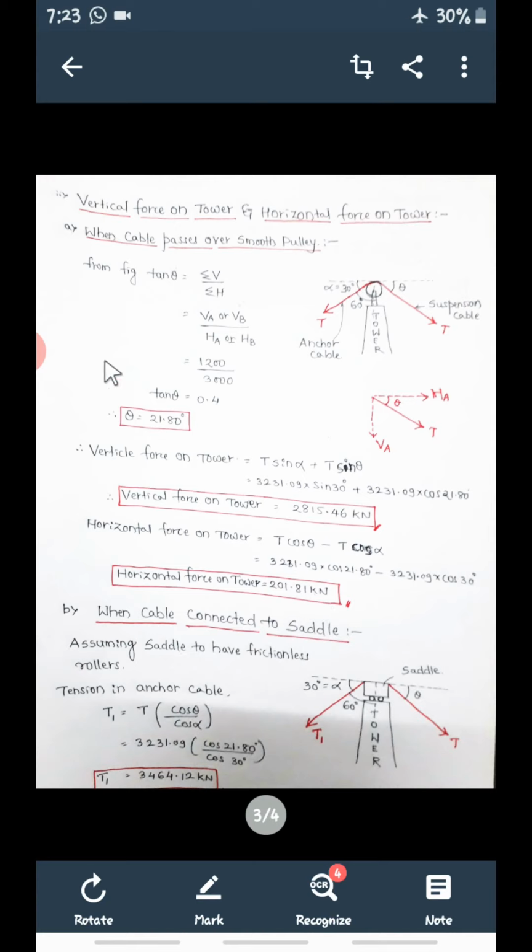So this is the way in which you calculate the vertical and horizontal force on the tower when the condition is that the cable is passing over a smooth pulley.